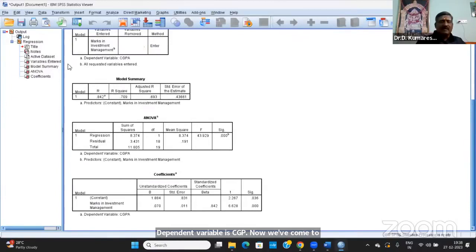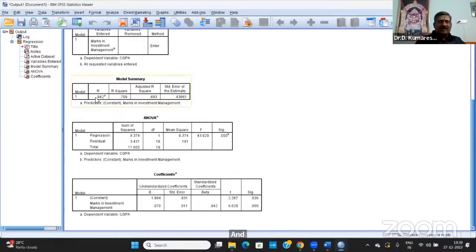Now you come to the model summary. R value is given. R square is given. Adjusted R square is given. Standard error of estimate. R is the correlation value. We know R square is the regression coefficient, or otherwise called the coefficient of determination. We need not bother about the adjusted R square and standard error.